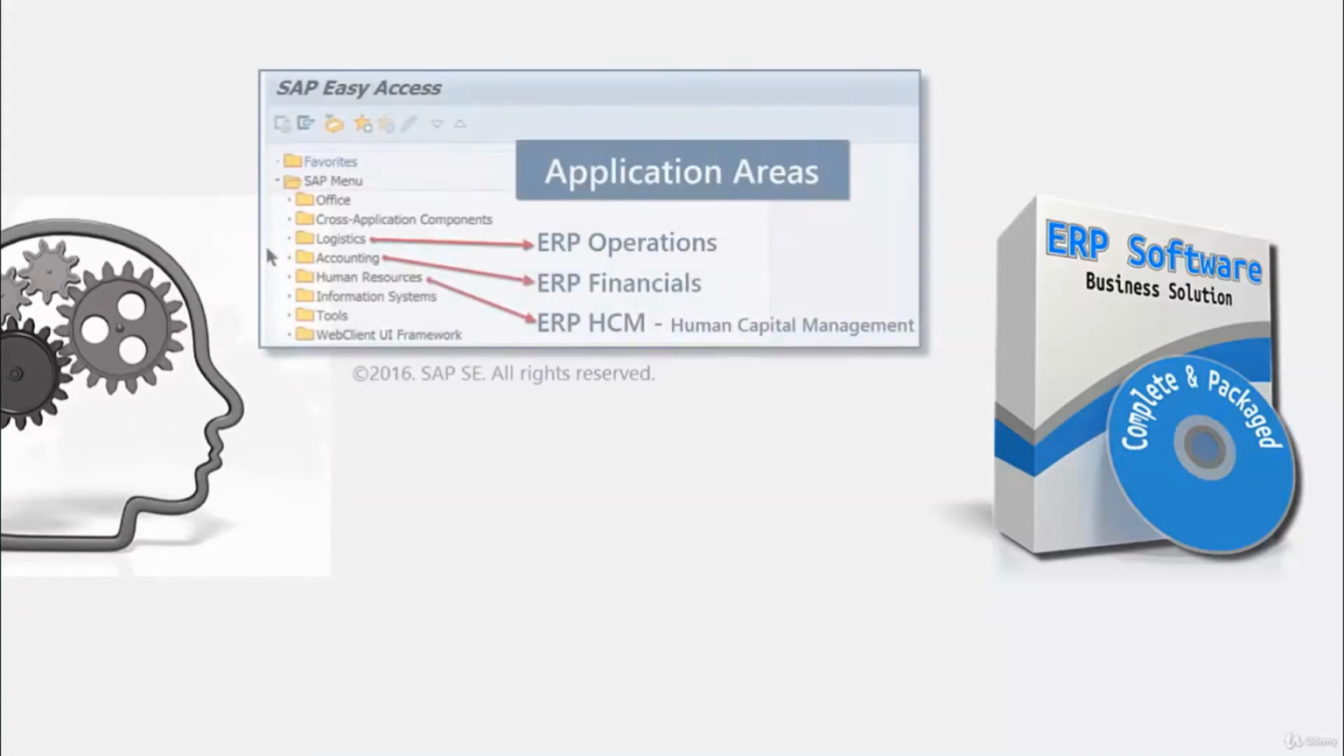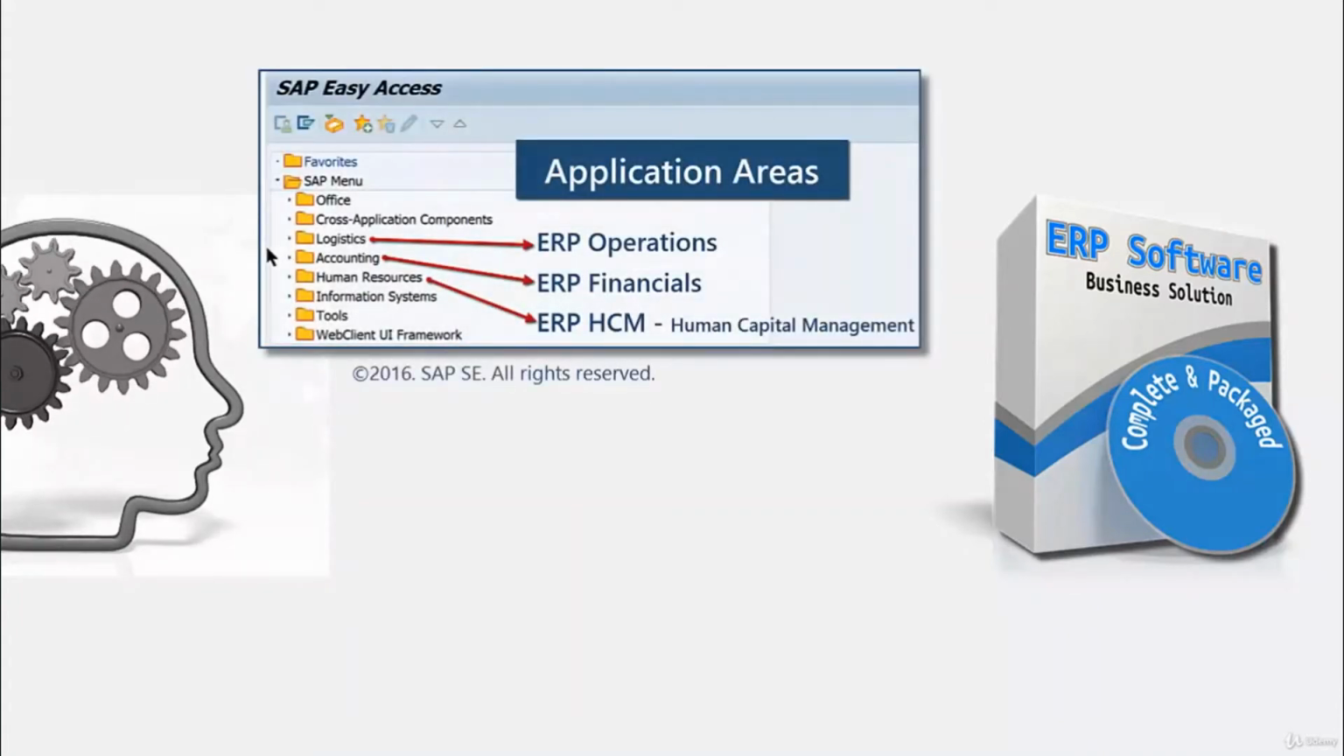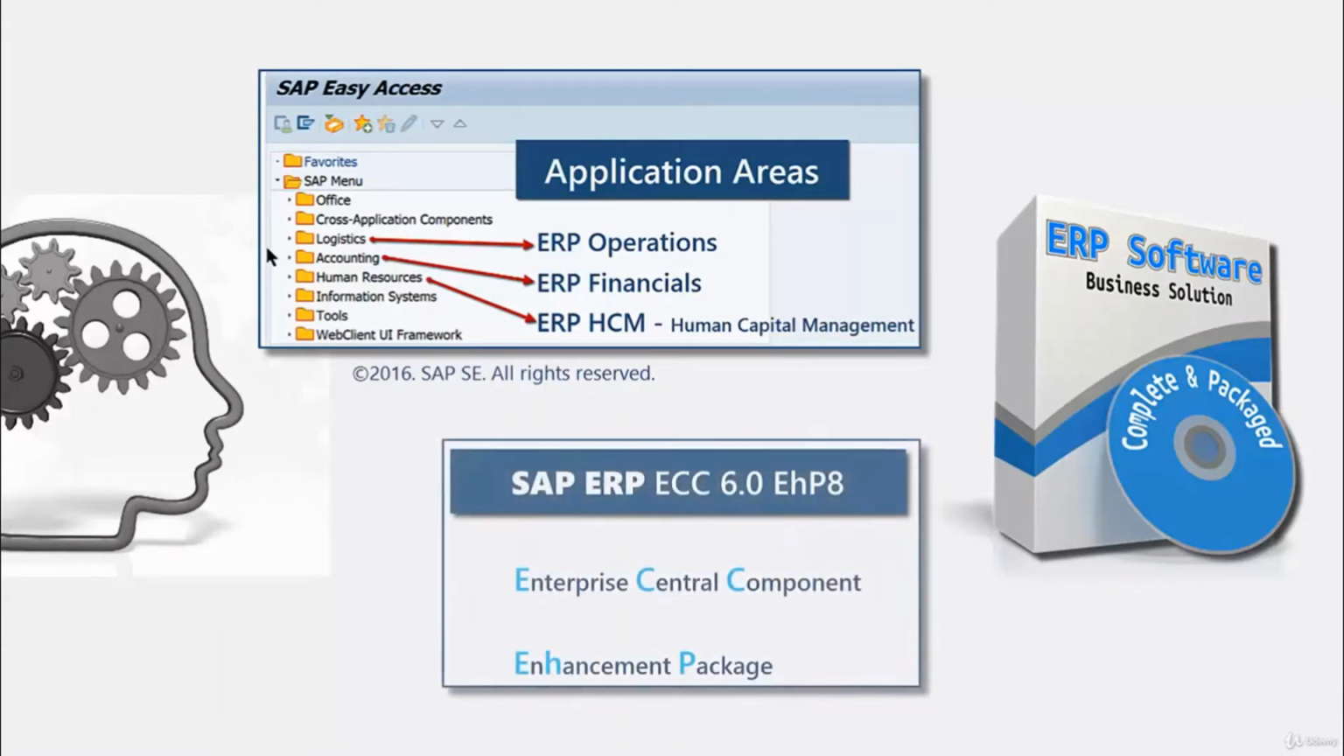In conclusion, ERP software is one single business solution used to manage a firm's business processes. SAP ERP's 3 application areas are ERP Operations, ERP Financials, and ERP HCM. The ECC in the product name means Enterprise Central Component, and EHP stands for Enhancement Package. Both are followed by sequential numbers, so the full product name is not a mystery to you anymore, is it? And that's all for this time.